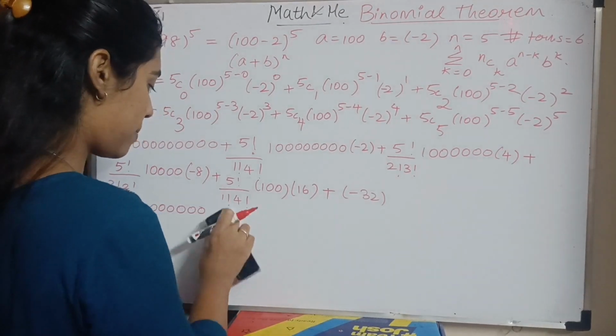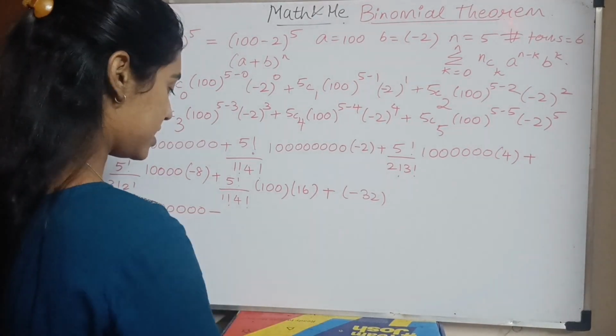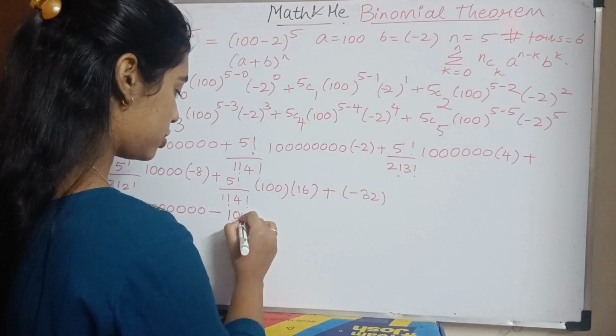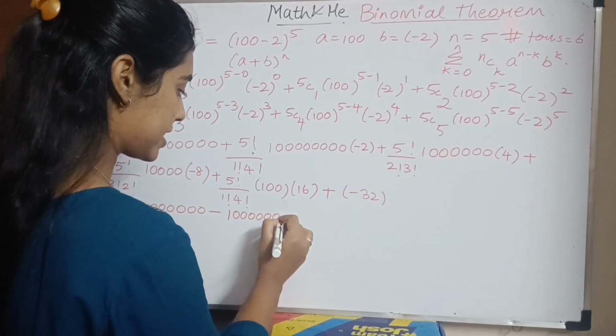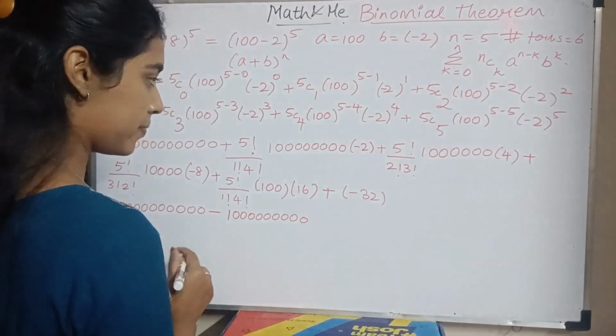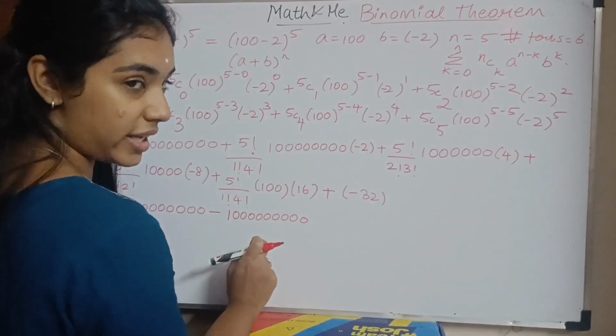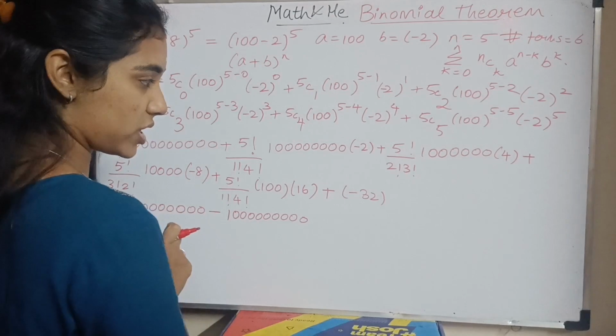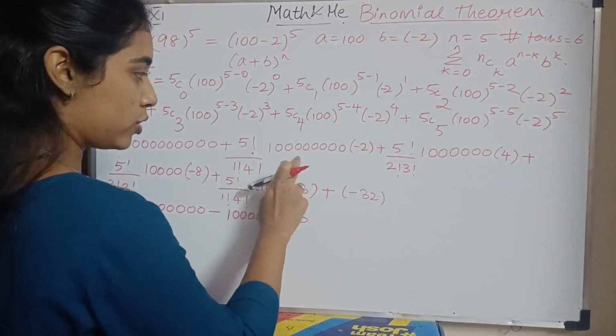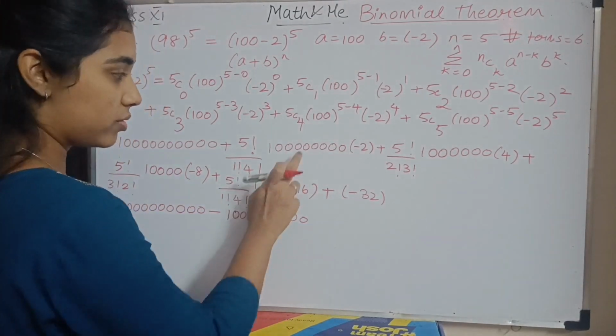So this becomes a minus. So it is minus 1, 1, 2, 3, 4, 5, 6, 7, 8, 9 zeros. I have 8 zeros here. 5 times 2 is 10. I have a minus. 10 times this number, I'll have one extra zero in this number.